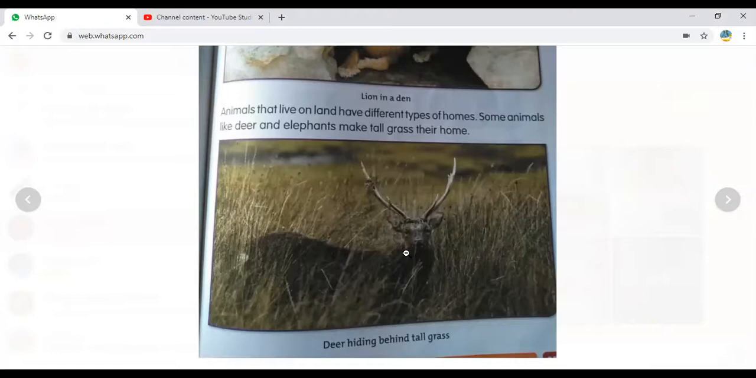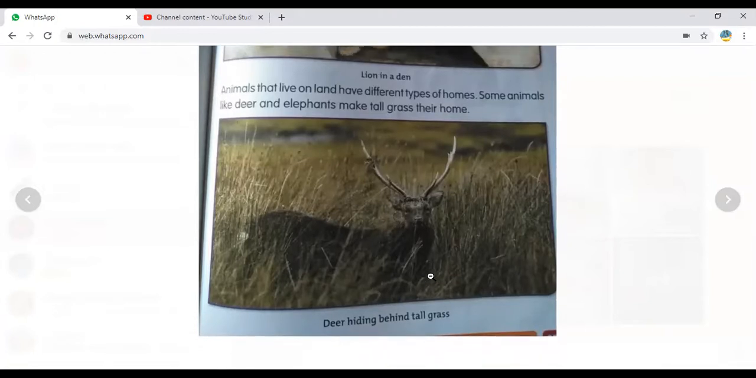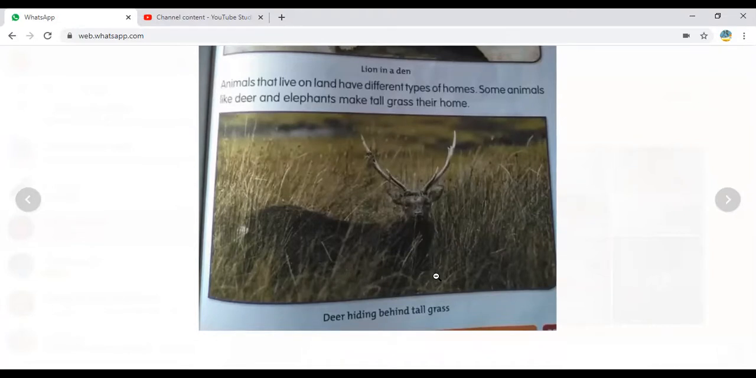Deer and elephant will take the shelter under tall grass. Tall grass ne chala pedda grass kinda adi home construct chestunnaru. You can see here in the picture deer hiding behind tall grass. Tall grass ne ante chala poduvaina grass daggara adi untundi. Okay, that one. Okay, now I hope it is clear, children.